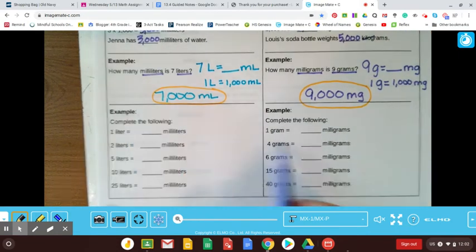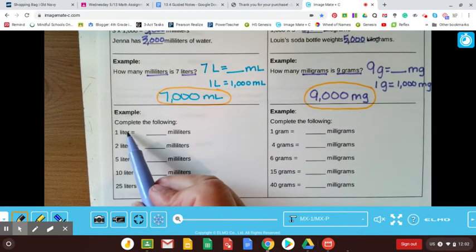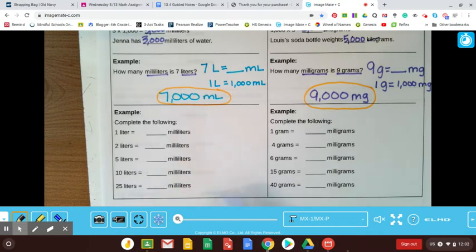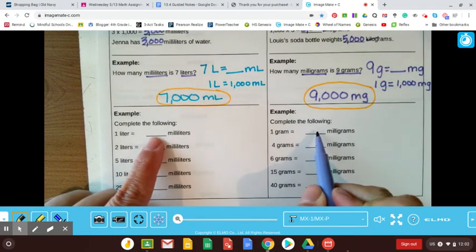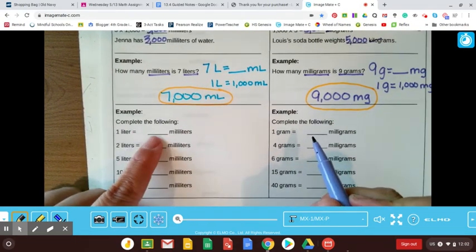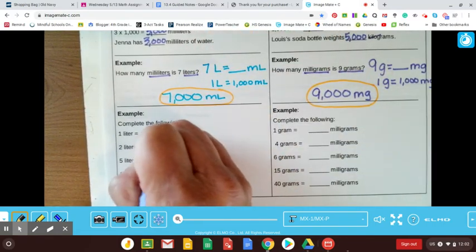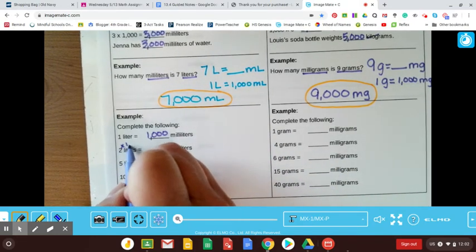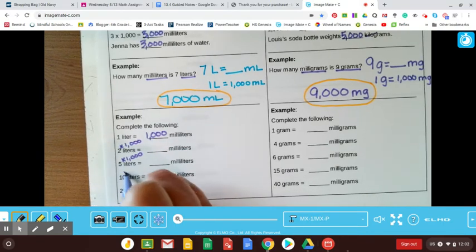All right, these ones down here are really simple. I'm going to fly through them. You'll notice we're converting the same units: liters to milliliters in every example here, and in these we're going grams to milligrams. This first conversion is going to be the key. 1 liter is how many milliliters? Well, 1 liter is 1,000 milliliters. So for every problem, we're going to be multiplying by 1,000.